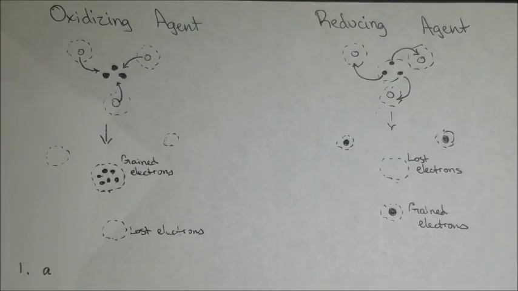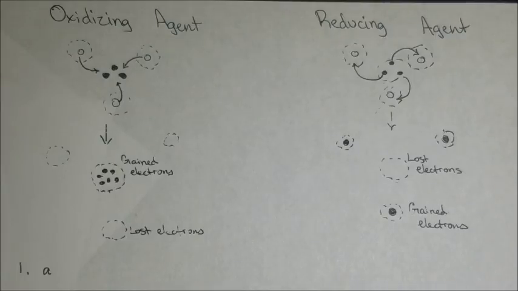A or N blank is a substance in a redox reaction that loses electrons. So here we're losing electrons. Where are we losing them to? Where are we giving them up to? We're giving them up to the surrounding atoms or molecules. And so those surrounding atoms or molecules are now gaining electrons. Therefore, they are being reduced.